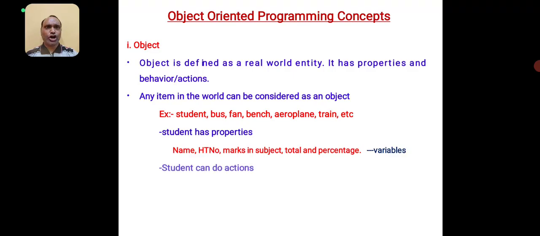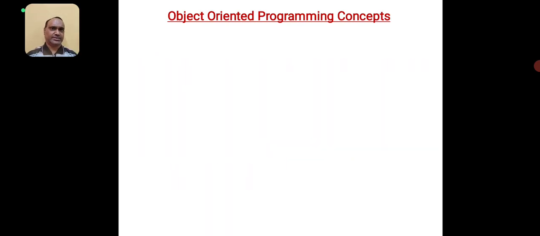So this is the object. So the concept of object: an object can be anything in the real world, and an object is associated with certain properties and behavior. Properties are represented using variables, and behavior means actions done by the object are represented using methods.